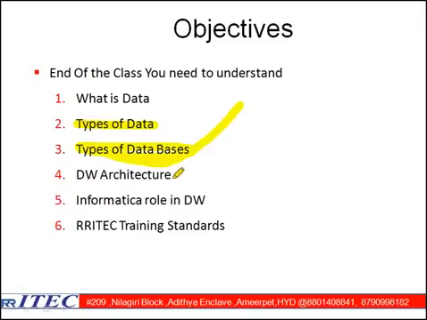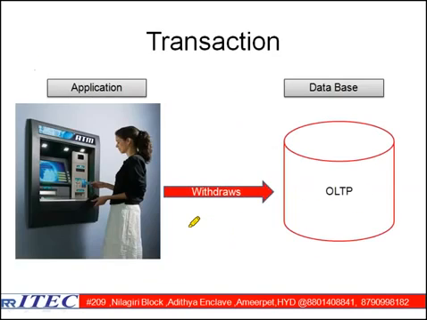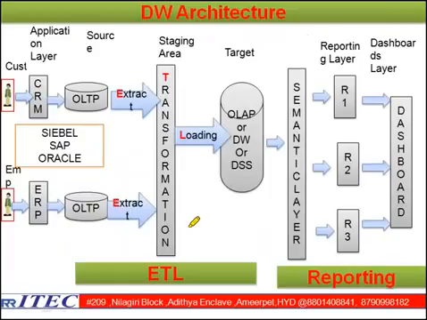Then data warehousing architecture, we are going to discuss this one. Now Informatica's role in data warehousing also we are going to discuss. These two points we are going to discuss today. Okay. Next, RIT training standards we discussed already yesterday. So as part of this, what are the things I am going to provide? It may be materials or services, whatever it is. Now today let us try to understand one thing that is called data warehousing architecture.